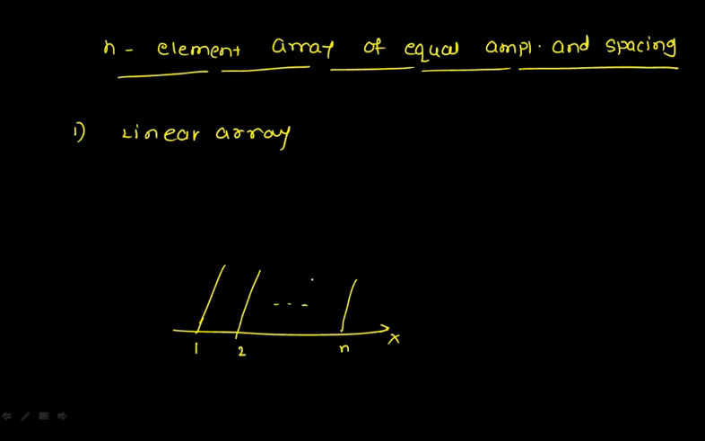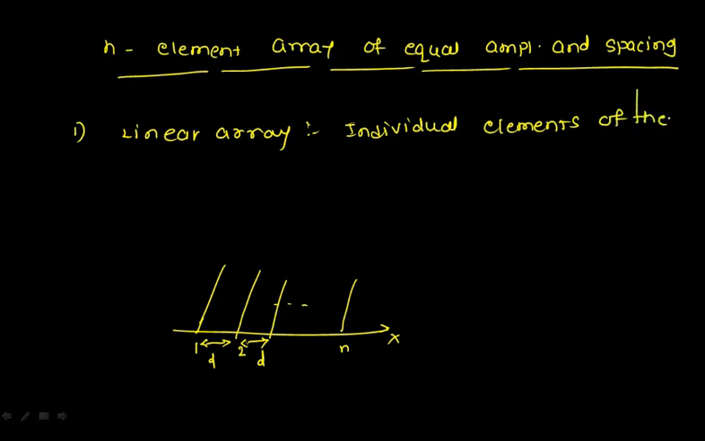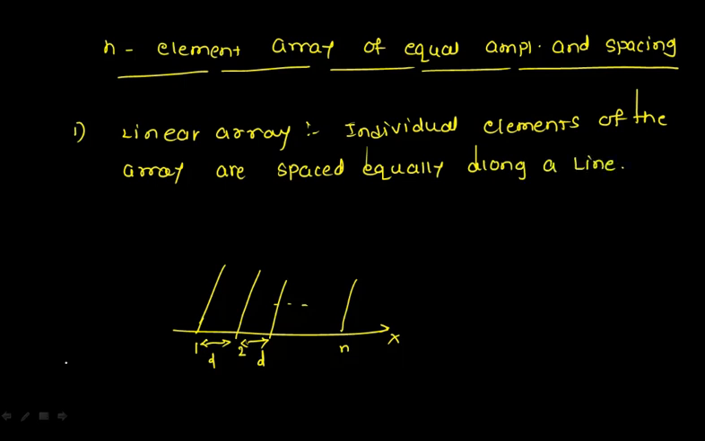So an array is said to be linear if the individual elements of the array are spaced equally. This means that if the spacing between 1 and 2 is d, it must be d here as well, and they are along a line. So I can say individual elements of the array are spaced equally along a line. So you can say these are nothing but the linear arrays.